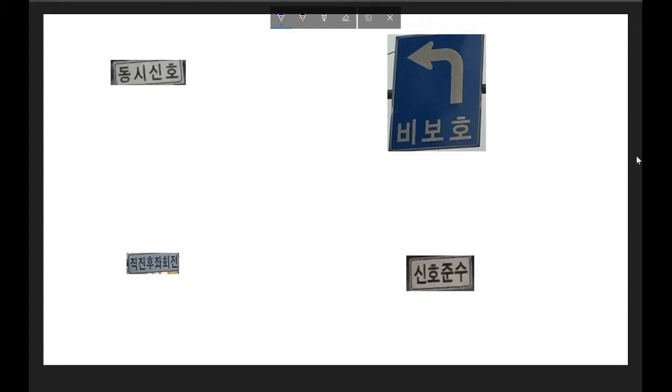And this is something that I never even realized in Korea until I became a driver when I got my driver's license. Then I realized the importance of knowing the meanings of these three signs. So we'll start with the easy one here that says 동시 신호.